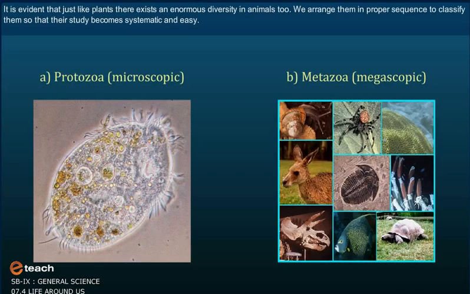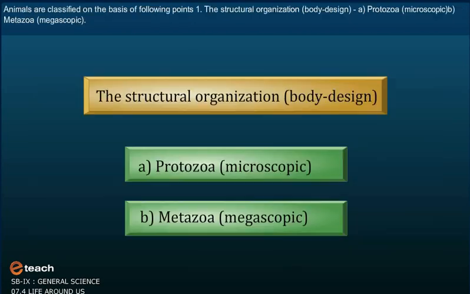It is evident that just like plants, there exists an enormous diversity in animals too. We arrange them in proper sequence to classify them so that their study becomes systematic and easy. Animals are classified on the basis of following points. 1. The structural organization. Body design.